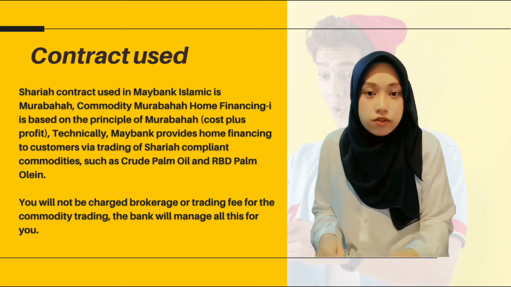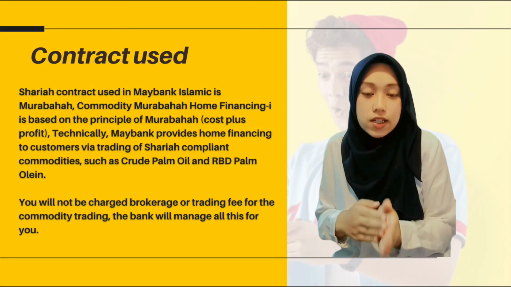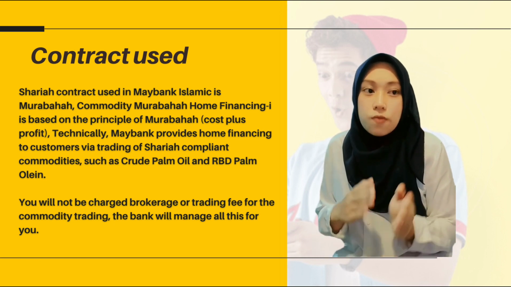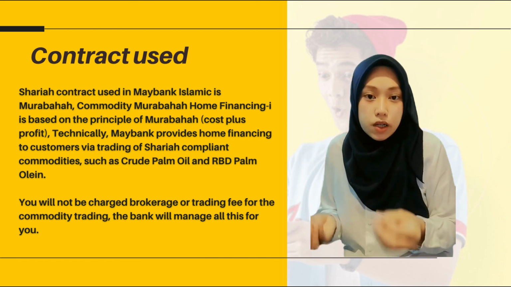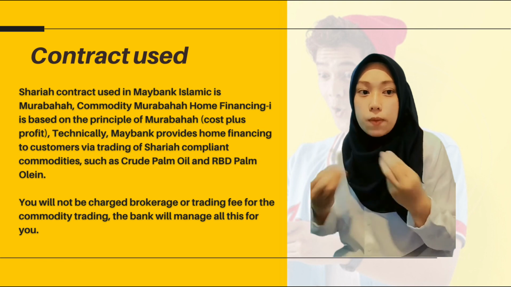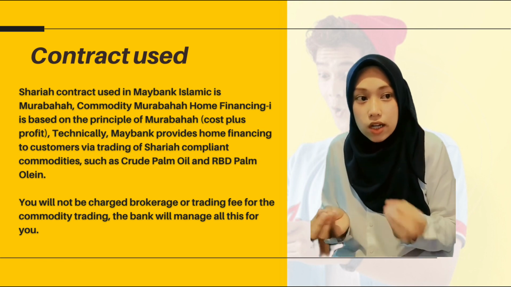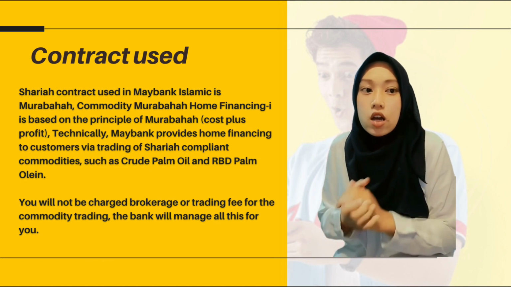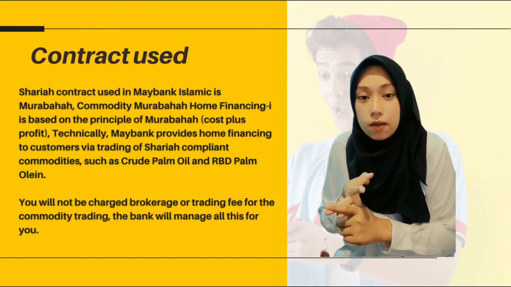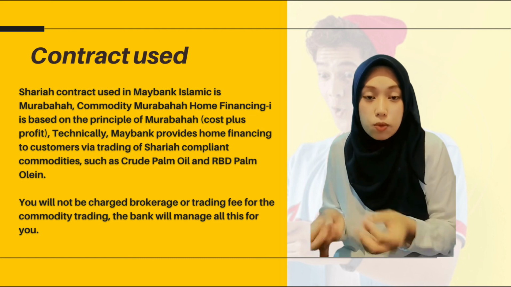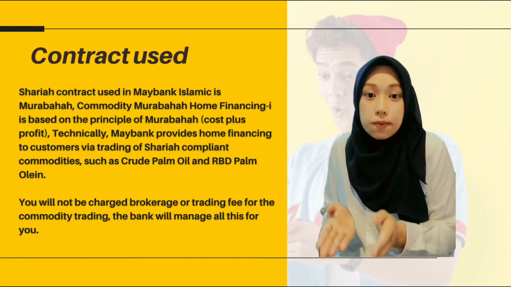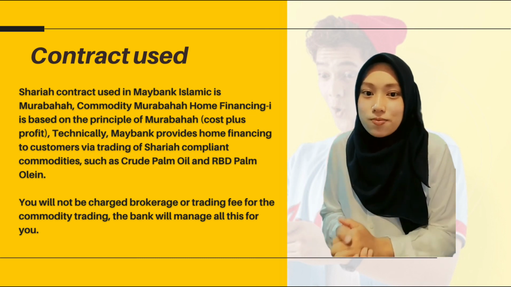We will move to the contract used. The Syariah contract used in Maybank Islamic is Murabahah. Commodity Murabahah home financing is based on the principle of Murabahah, cost plus profit. Technically, Maybank will provide home financing to the customer via trading Syariah compliant commodities such as crude palm oil and RBD palm olein. You will not be charged brokerage or trading fee for the commodity trading. The bank will manage all this for you.